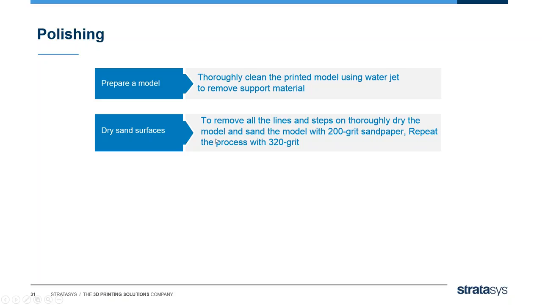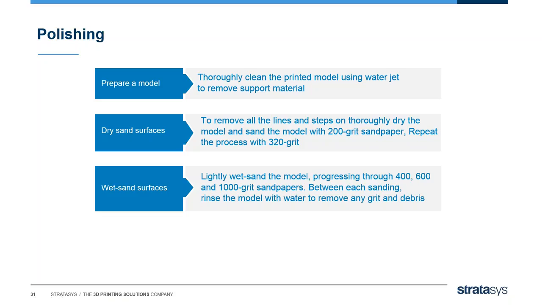You can sand the models with 200, 240, then go to 300. Whatever is there, 320 is a typical grit, up to 400 or 500 something, and repeat this process until the printing lines, the layer lines, are all gone. And then after 400, up to 1000 grit, start with wet sanding.